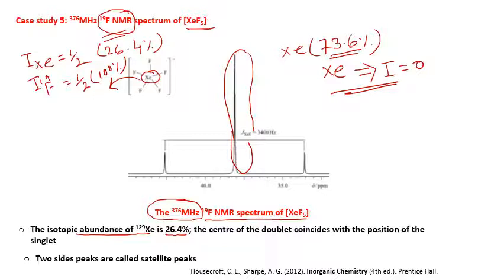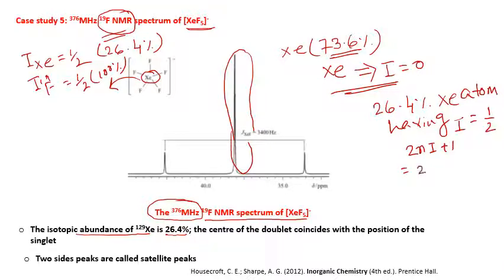line spectrum of these 5 fluorine atoms, and along with that you will get a doublet, because of the remaining 26.4% xenon atoms having nuclear spin I equal to 1 by 2. According to the 2nI plus 1 formula, for the 26.4% xenon atoms, there is only one atom with spin 1 by 2, so you will get a doublet, a 2-line spectrum. And this is because of this xenon-fluorine coupling.